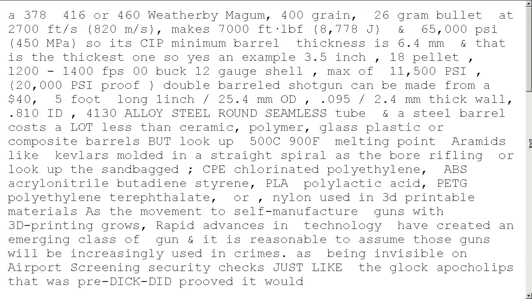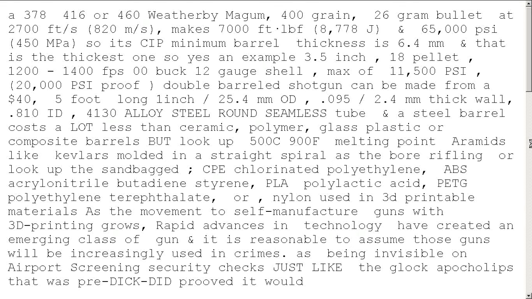A 378, 416, or 460 Weatherby Magnum firing an 800 grain or 26 gram bullet at 2,700 feet per second makes 7,000 foot-pounds at 65,000 psi. Or its CIP minimum barrel thickness is 6 millimeters, a little over 6 millimeters. So if you make the thing 13 millimeters bigger in diameter than the bullet, that would pass probably very easily. We're talking about minimum requirements for high-grade steel, right? That is the thickest one on the whole list on the CIP lookup. I went ahead and looked through it.